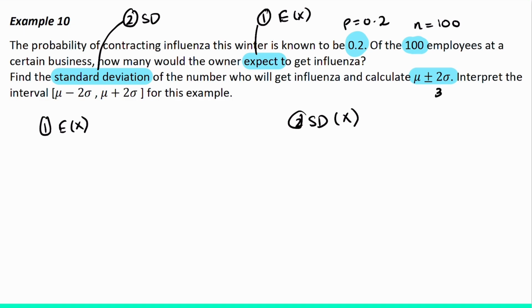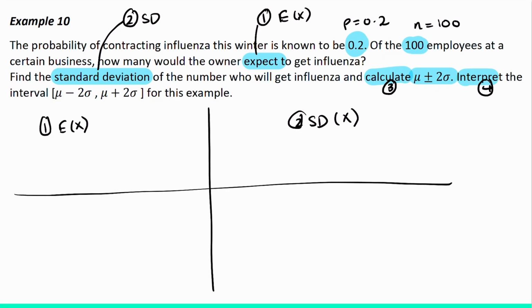So there's lots of things that we're needing to do. I'm going to put that under the word calculate, and then I need to interpret. So I'll just go ahead and highlight all these words. Okay, so I'm just going to split my page up into 4. Hopefully that's enough space. Calculate and interpret.